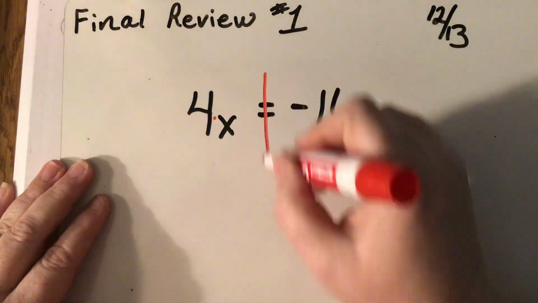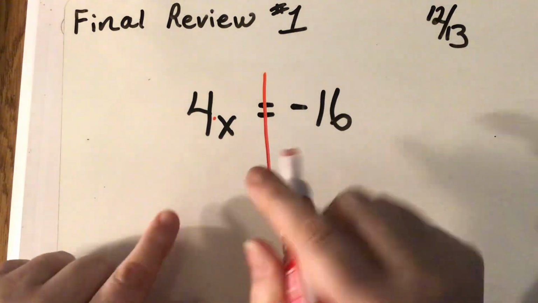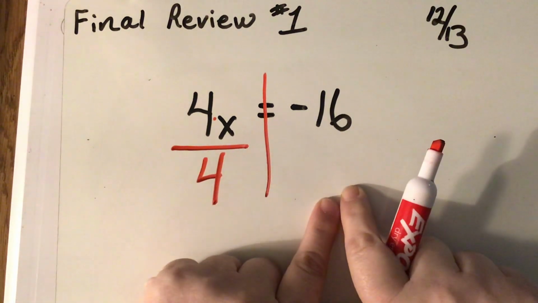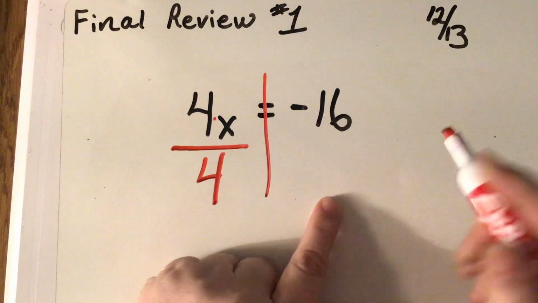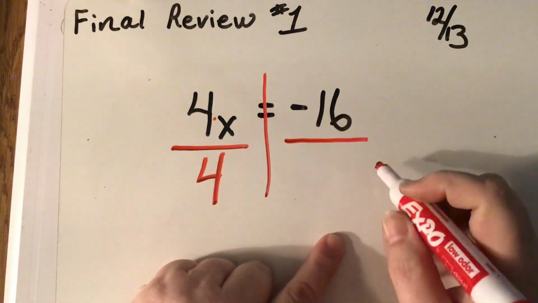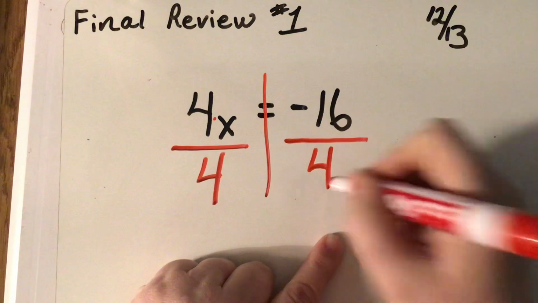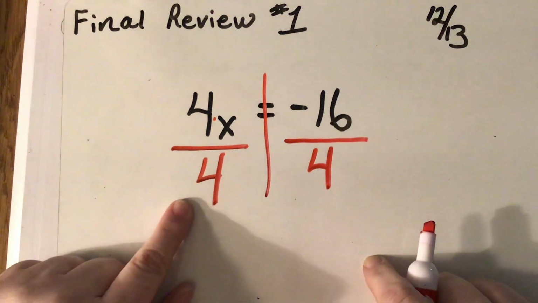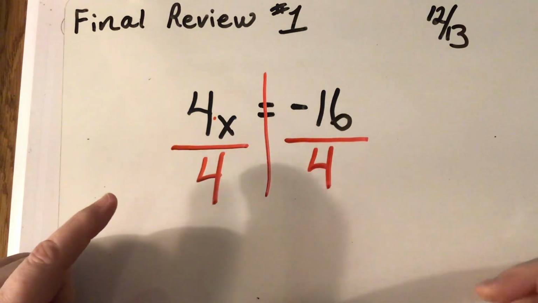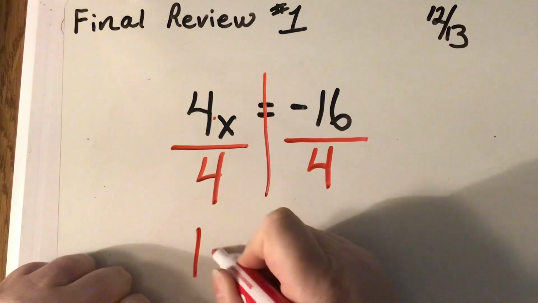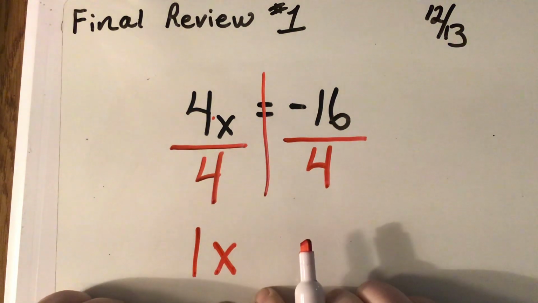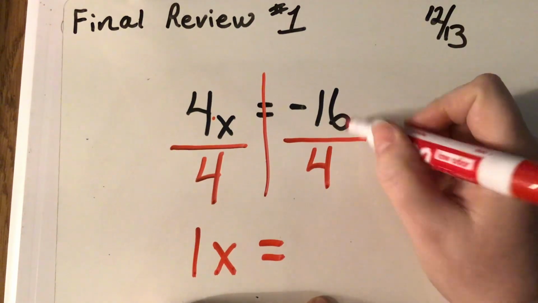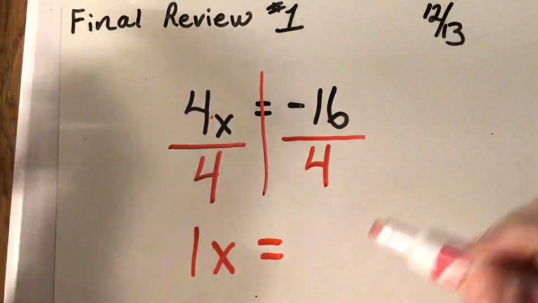What's the opposite of multiplication? Division. Here, I'm going to divide that right now. So we're going to divide this side by 4. And then on the other side, we have to do the exact same thing. So we're going to divide this side by 4. Now, what happens when I divide over here? 4 divided by 4 is 1. So it's 1x. That's what's left on this side. Equals negative 16 divided by 4.